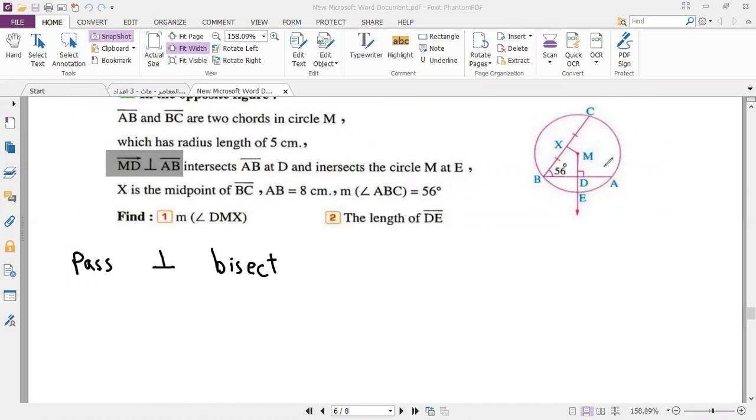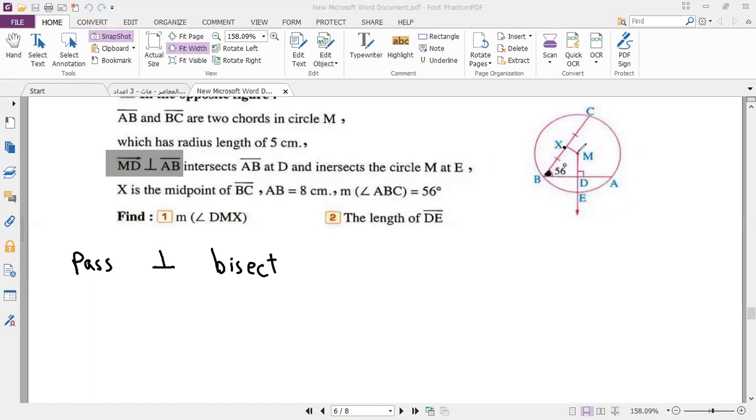X is the midpoint of BC, and AB equals 8 centimeters. The measure of angle ABC is 56. This angle is 56.